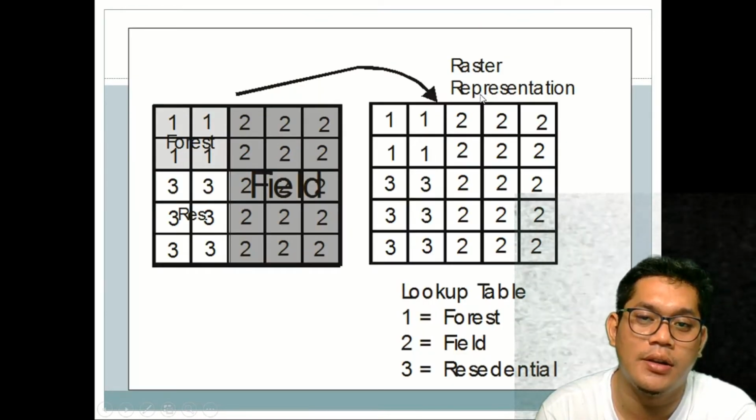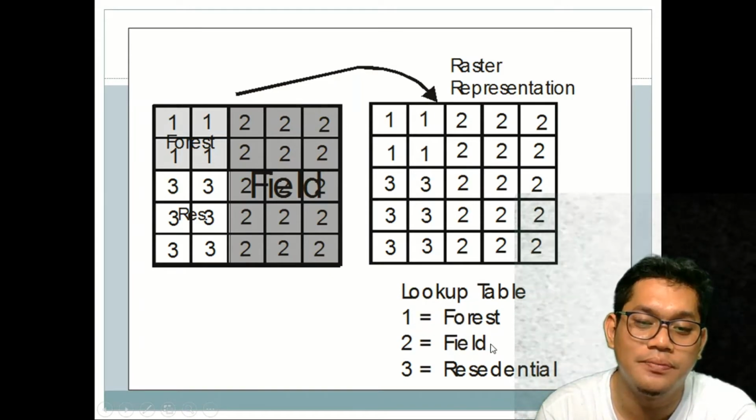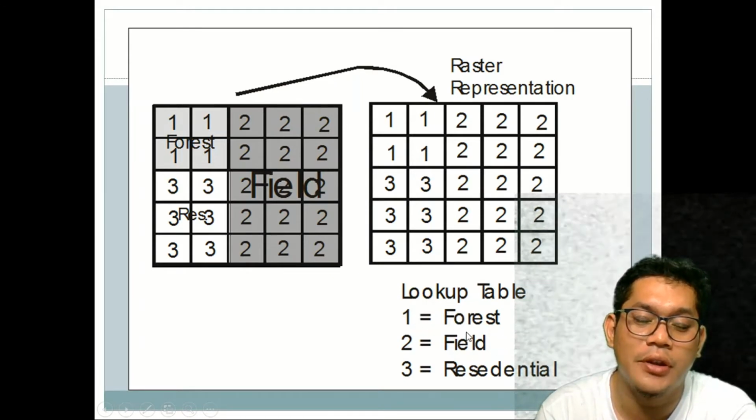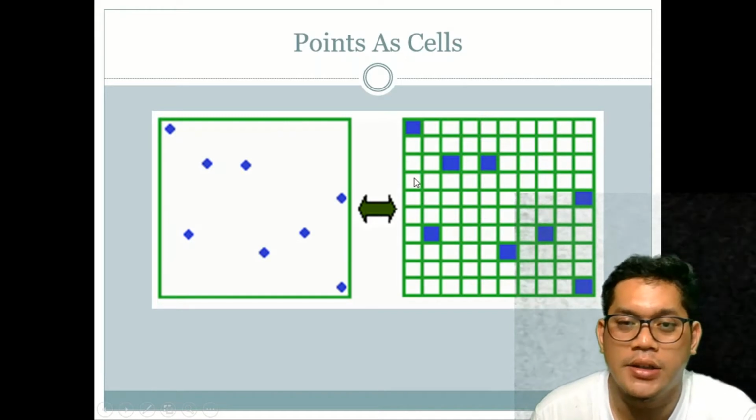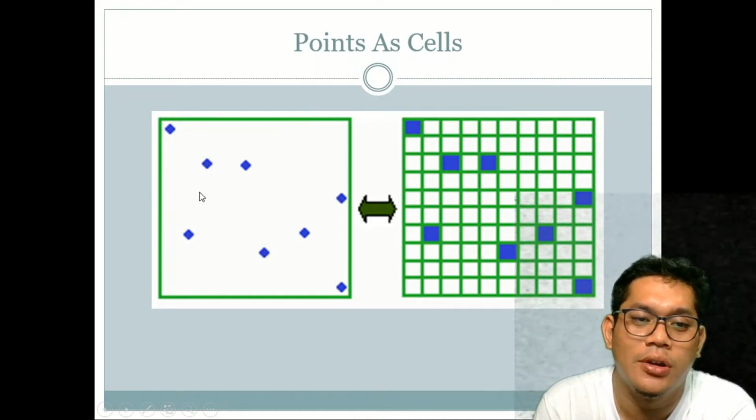Okay, and this is the representation as the computer understands numbers, so it will be something like this. And in the database, we do have some lookup table, and it shows the numbers and also the value, and the frequency of each pixel. Okay, and these are examples for the points, the points that we collect as cells, something like this.